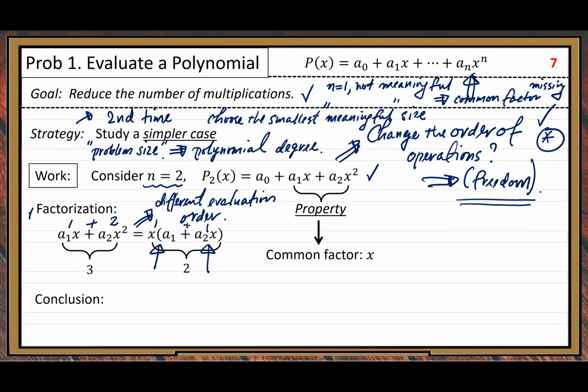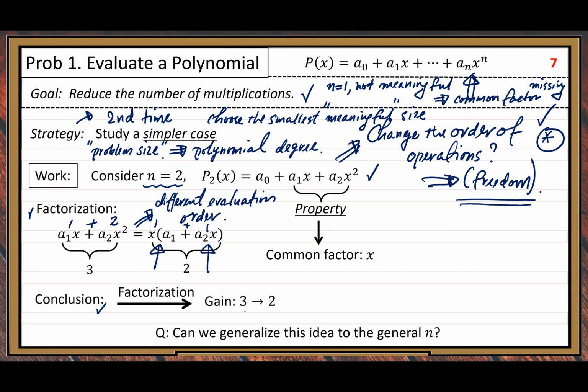So let's look at this conclusion. When we apply the factorization technique, we can have this result. The number of multiplications is reduced from 3 to 2. Is that reduction significant? Look at that. From 3, you can see we get about 33% reduction, right? 33% reduction. That's quite significant. So we like it. This method works well.